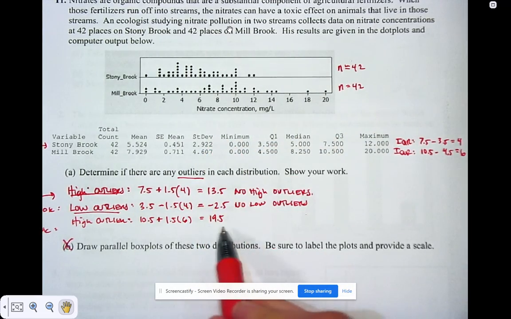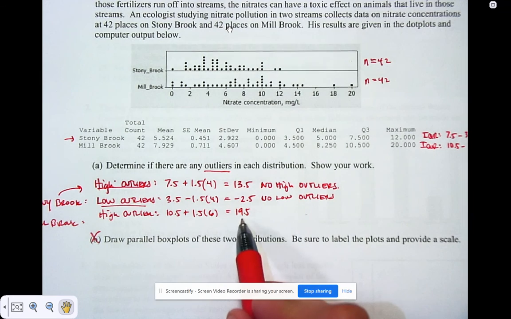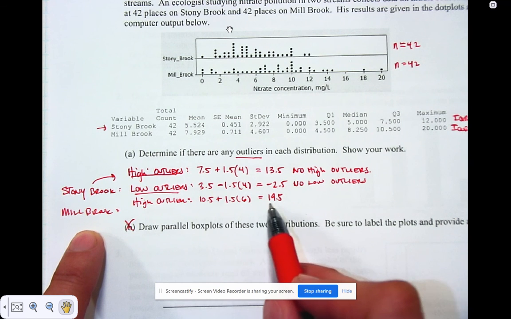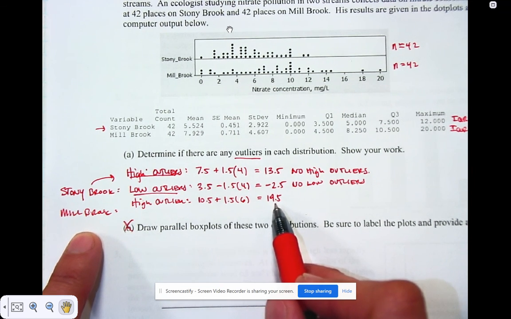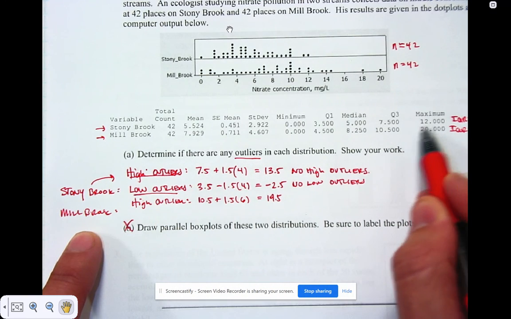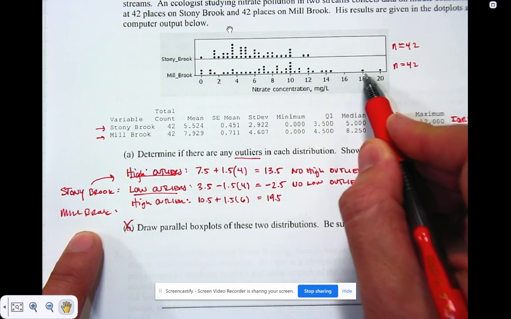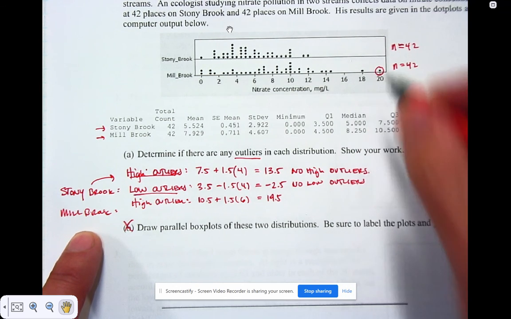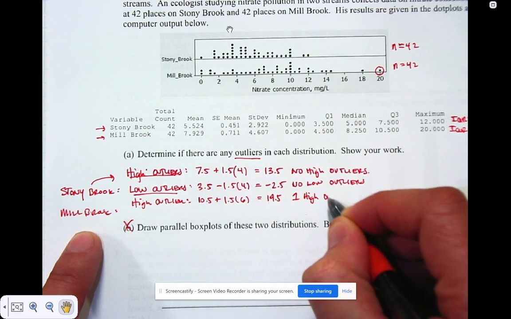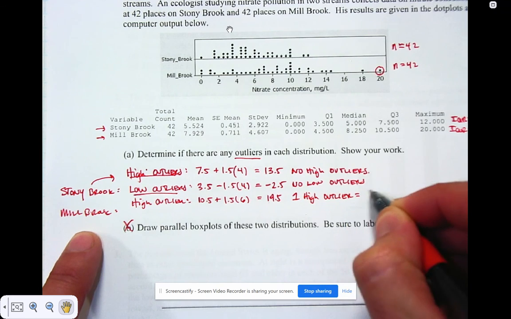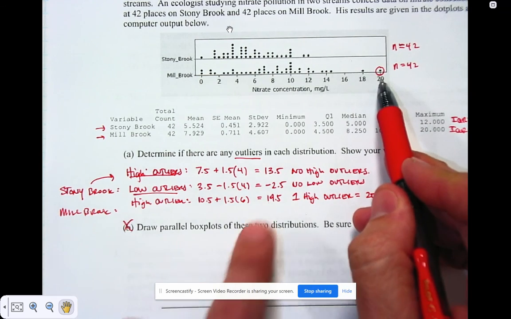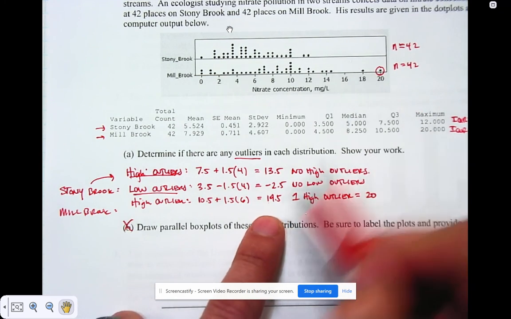So what does that say? That says if there are any data points in the Millbrook data that are bigger than 19.5, it is an outlier. So we go back to Millbrook. Are there any data points? What's the maximum? Oh, hey, the max is 20. So let's look up here. That guy is definitely higher than 19.5. So you can say one high outlier equal to 20. There is definitely a high outlier because 20 is greater than 19.5. Some of you did that backwards on the quiz.